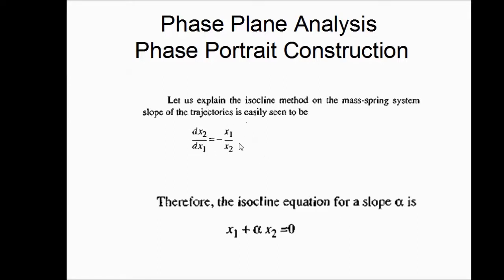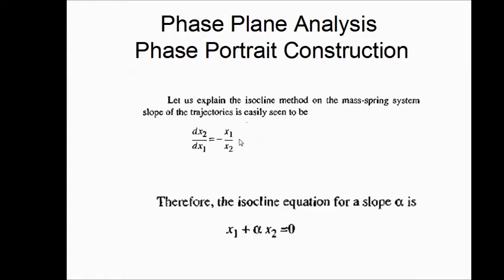So if I look at the spring mass system, which has this equation describing it, I can put the two together, x2 dx2. Here, okay, now you take this equal to alpha, so that the equation of the isocline becomes this one, x1 plus alpha x2 equal to 0.